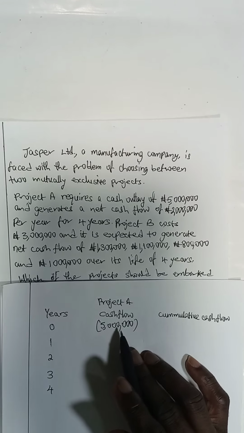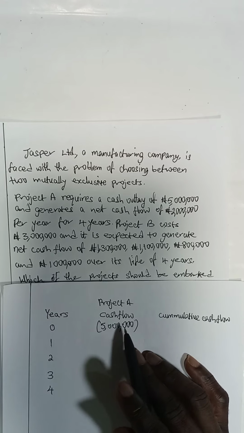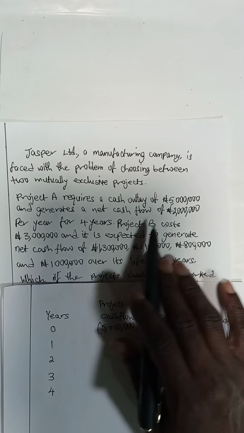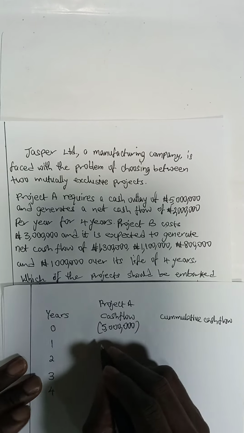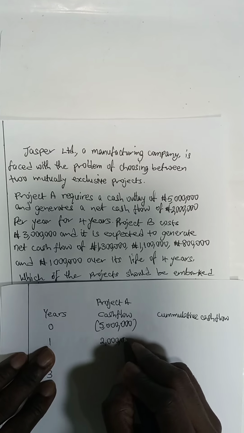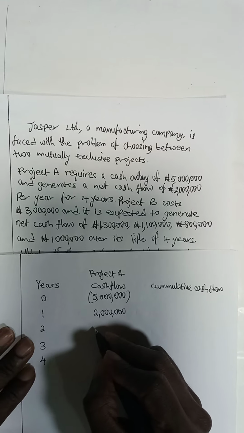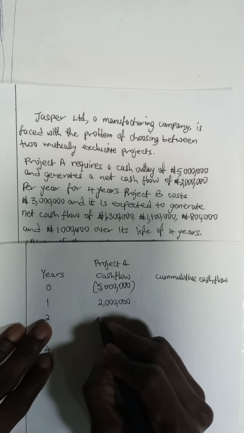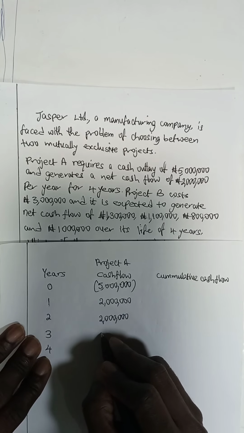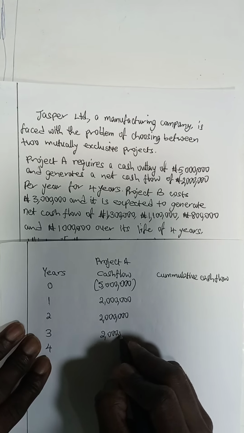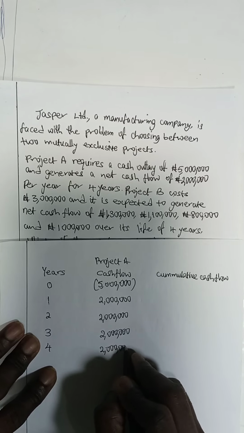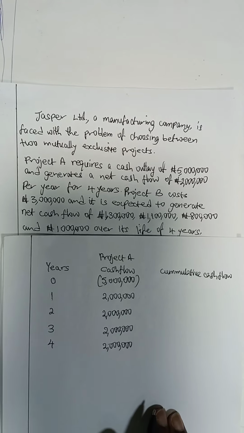This 5 million, which is the initial cash outlay for project A, generates 2 million per year for 4 years. So it generates 2 million in year 1, 2 million in year 2, 2 million in year 3, and 2 million in year 4. Is that taken? All right.